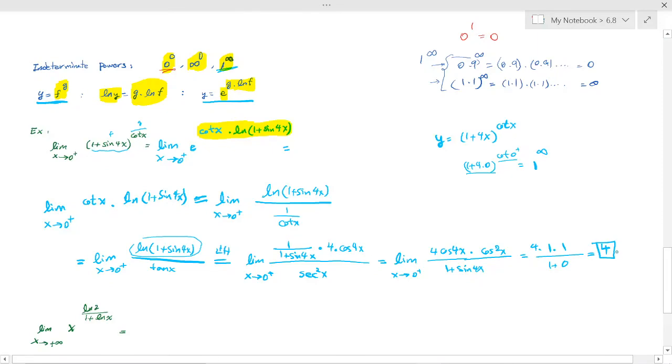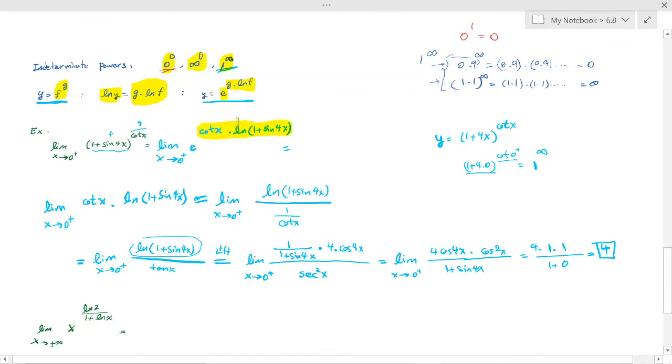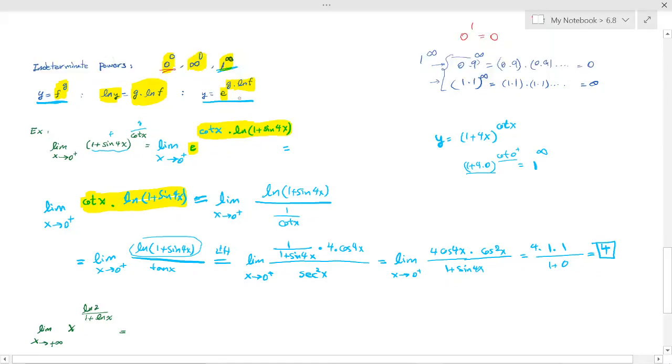Is it our answer? Not really, because what we found at the moment is not e to that power. We only found the exponent. This is only the limit of the exponent. So what is our answer? The answer would be e to the power 4, because the e is still there. We only found the limit of the exponent, so we have e to the power 4 as our answer.